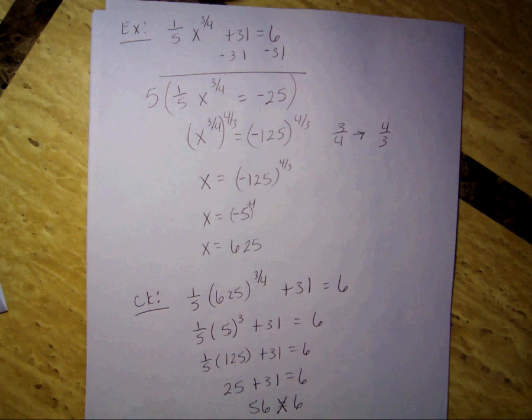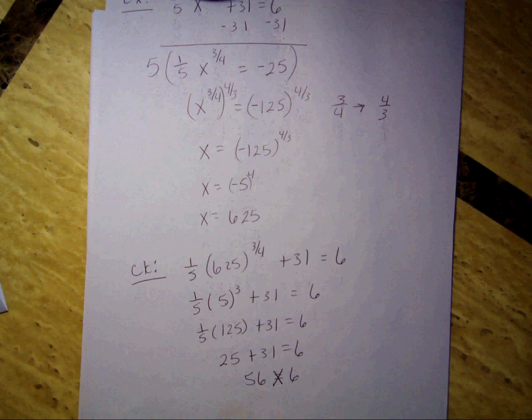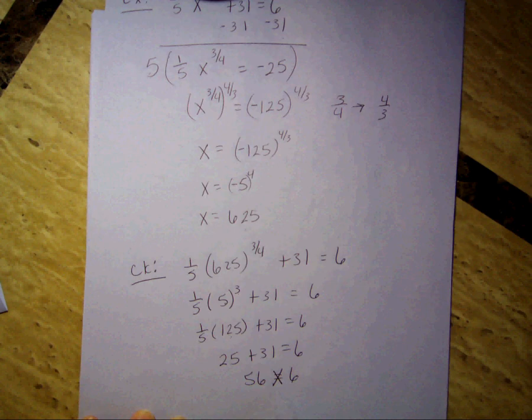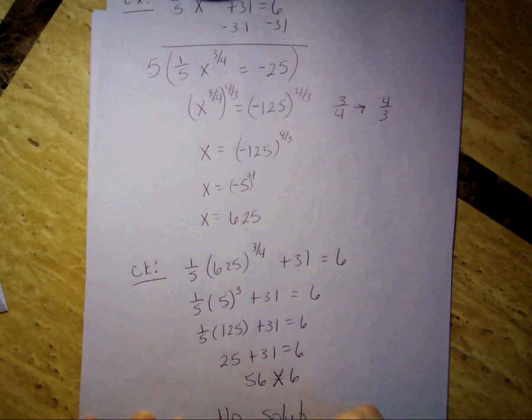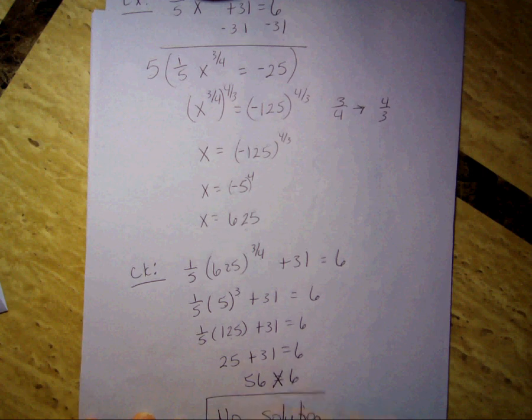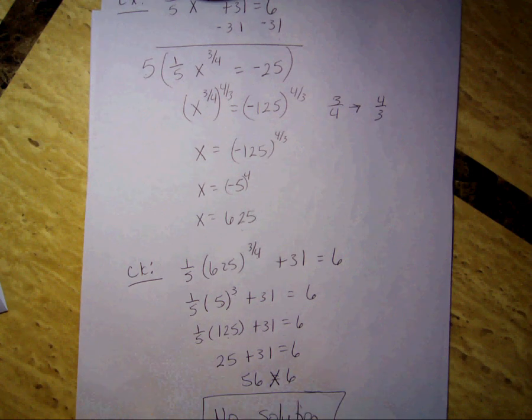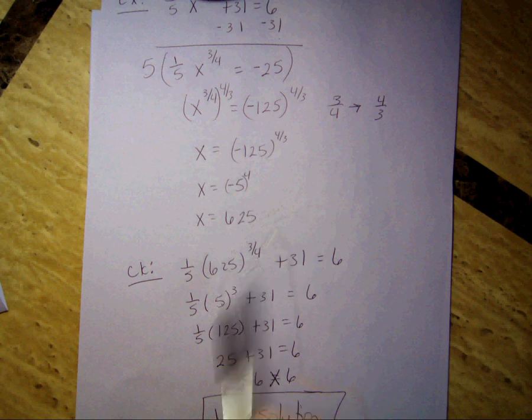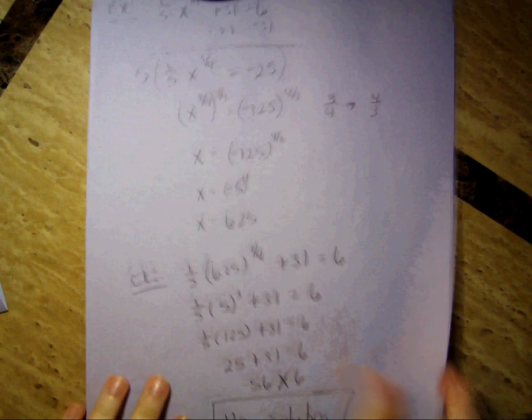56 does not equal 6, and so I'm going to go ahead and say that 625 does not give me a true answer, and so we actually have no solution. Okay? Go back through and check my work. Make sure that you check yours. Everybody makes mistakes. Let me just double check real quick. 625 for fruit should be positive. Yep. No solution. All right, so there you go.